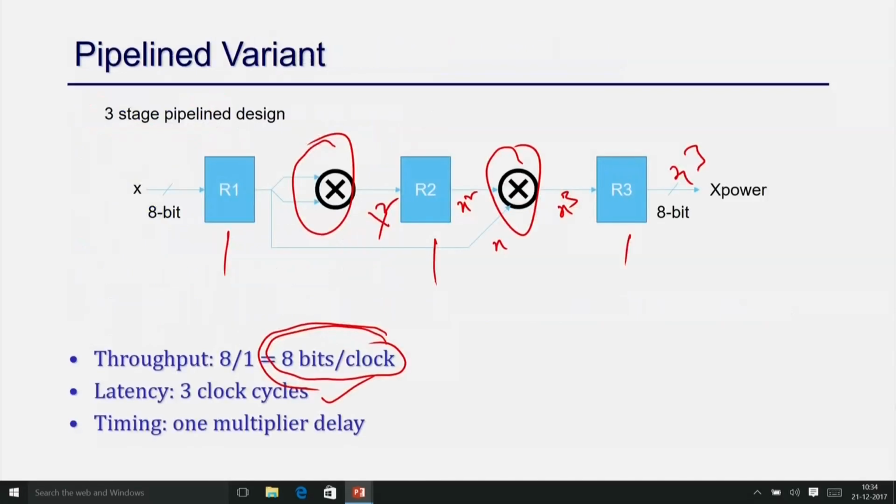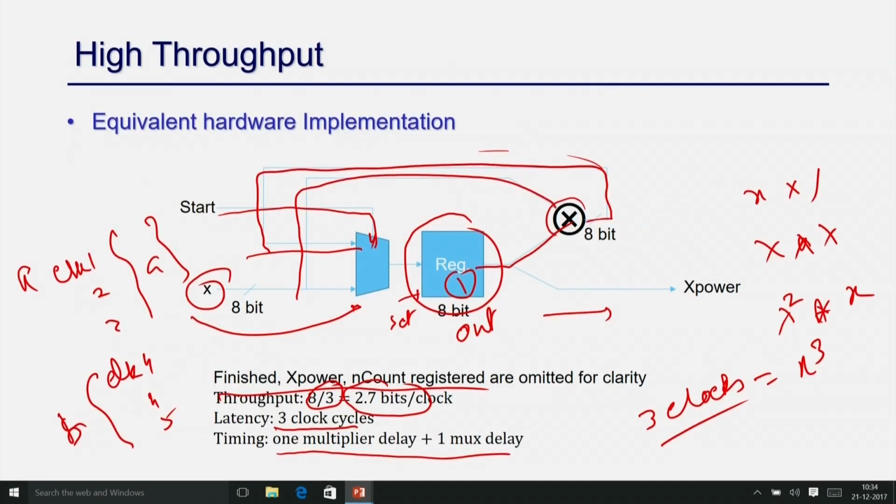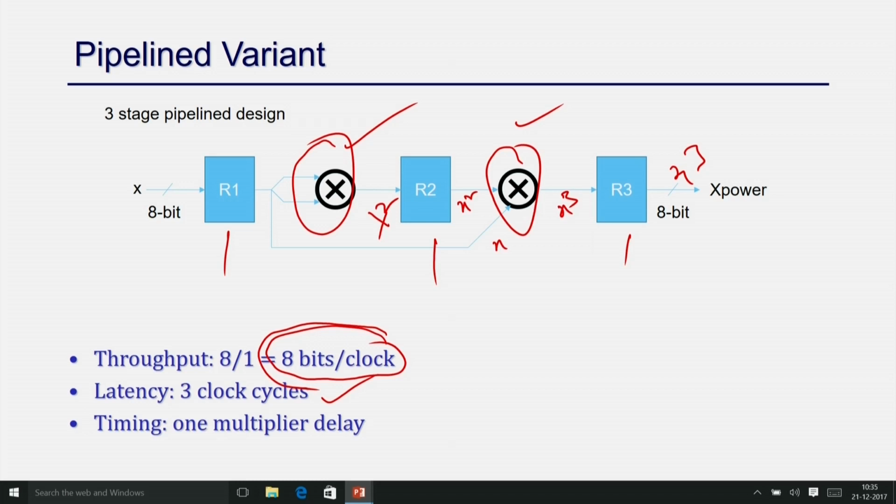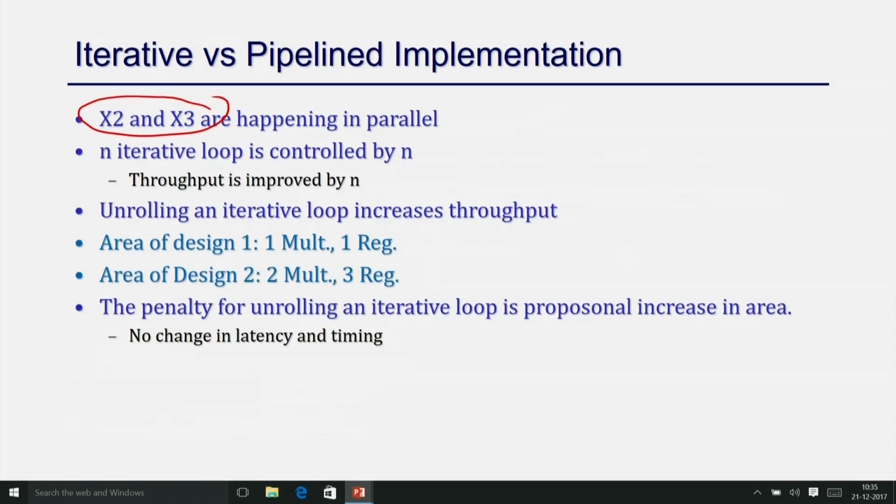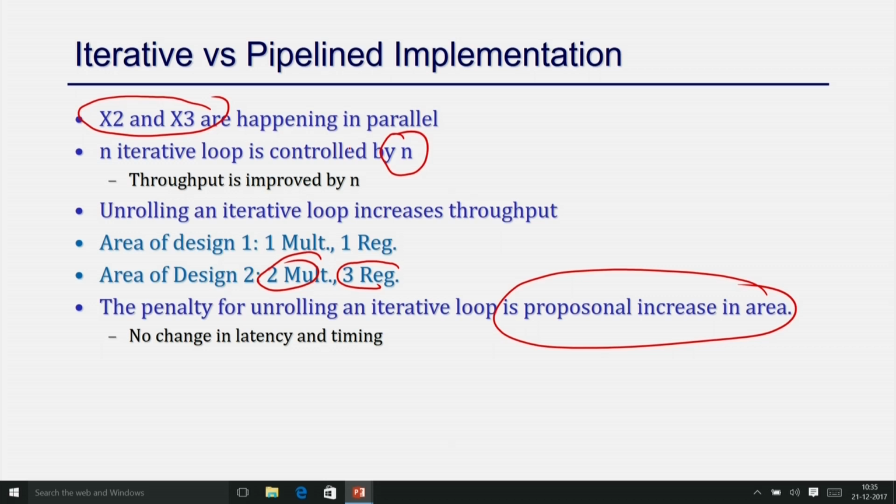That is the important factor, but the resource increases, right. So earlier I just used one multiplier, I am now using two multipliers, right. Earlier I was using one multiplier and one register, now I have three registers and two multipliers. So the resource is increasing in proportion with the pipeline factor. So if your throughput improves by n times, your area is going to increase by n times also, in proportion. But most likely there is no change in latency and timing, so this mostly remains the same.